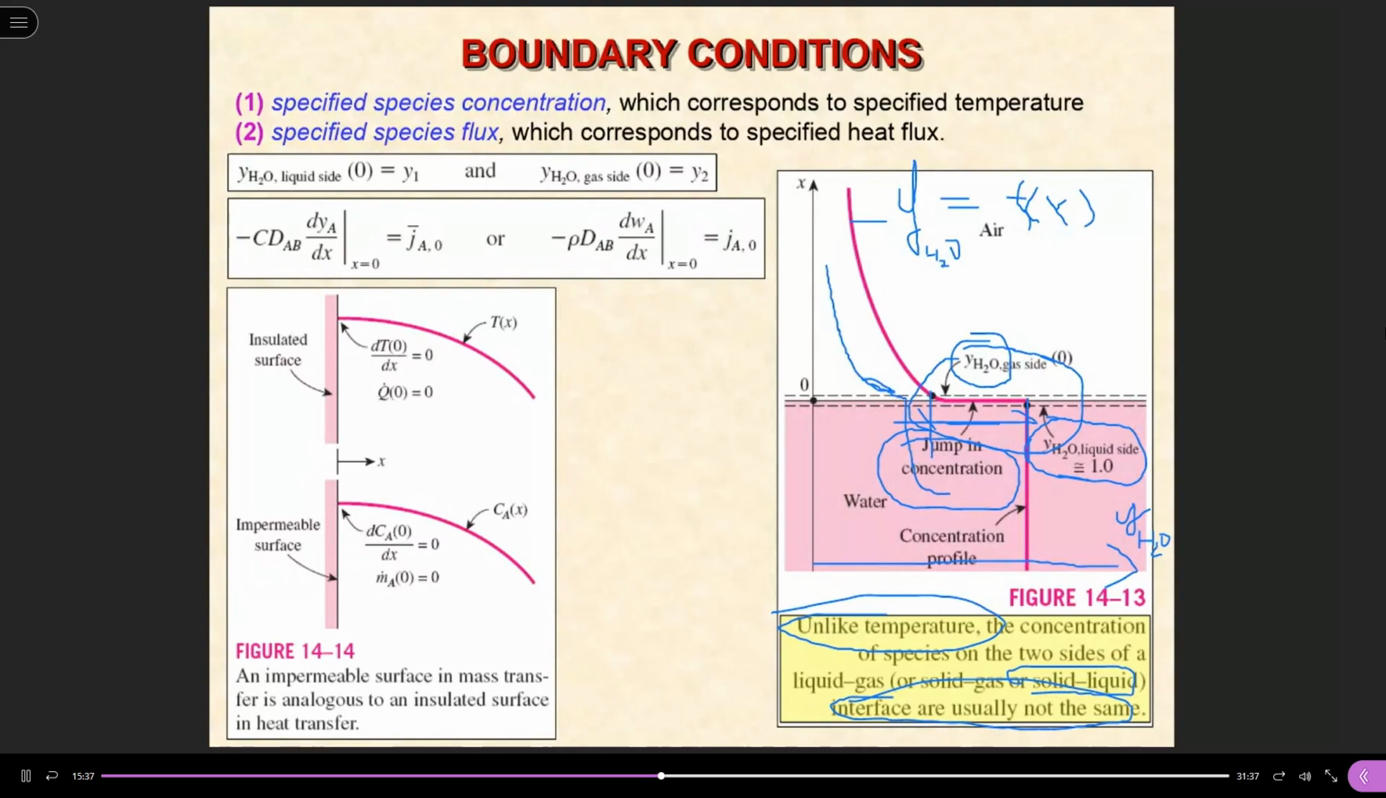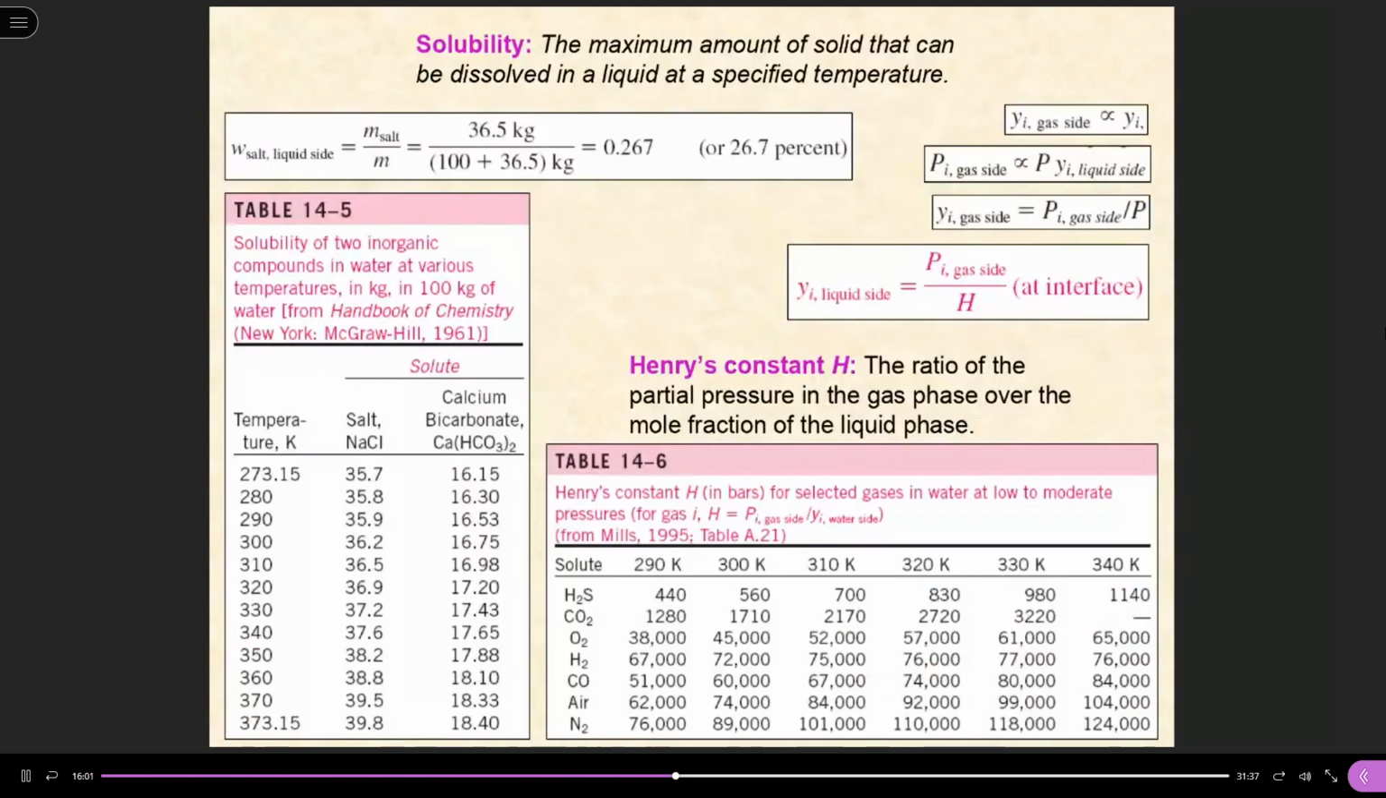It may not be smooth, but it is continuous. But in this case, it's not even continuous. You have two values at the same position, where air side and water side are different for the concentration. And this is very important. This is the fundamental difference between mass transfer and heat transfer. Okay, so this concept.